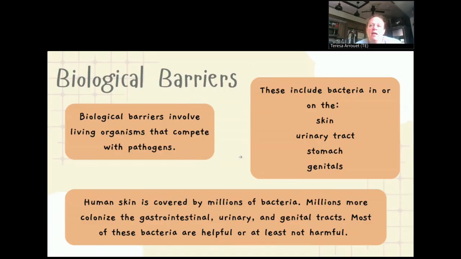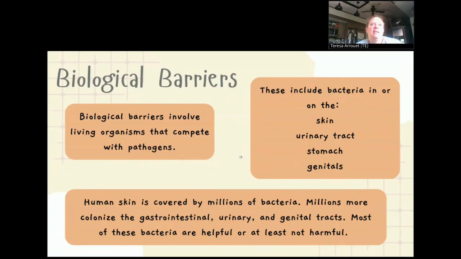And whenever you take an antibiotic, they always recommend that you take a probiotic with it, so that even though the antibiotic is going to kill off all the bacteria in your body, the probiotics will put good bacteria back in your body to help with your digestion and stuff like that. So these can be bacteria that are found on your skin. They can be found in your urinary tract. They can be found in your stomach acid. Those are bacteria that can withstand really strong acidic environments. They're found in your genitals.